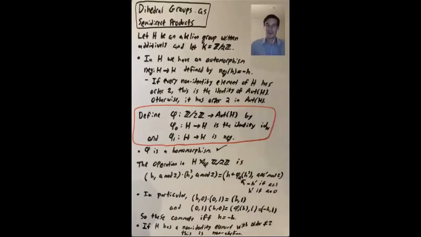In this video, we want to talk about examples of semidirect products. And in particular, we want to show how dihedral groups arise as semidirect products. So in order to do that, we're first going to do some setup for when you pick a particular homomorphism phi from Z mod 2Z to the automorphism group of an abelian group H.